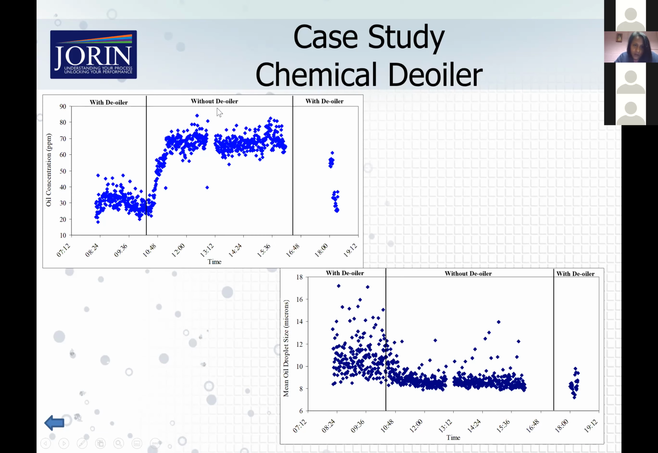Then we turned the deoiler off just to see what would happen, and it slowly started creeping up. The concentrations, you can see, are almost more than double the original concentrations. So a clear indication that the deoiler was actually working. And then we switched the deoiler back on, and you slowly see the concentrations come back down. And similarly with the particle sizes, without the deoiler, all the oil droplets were much, much smaller. And with the deoiler, you got larger droplets, and that's the whole purpose, so that the hydrocyclone then had bigger oil droplets that it could separate further downstream.